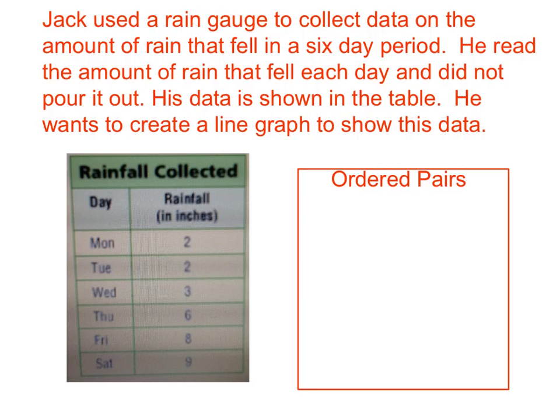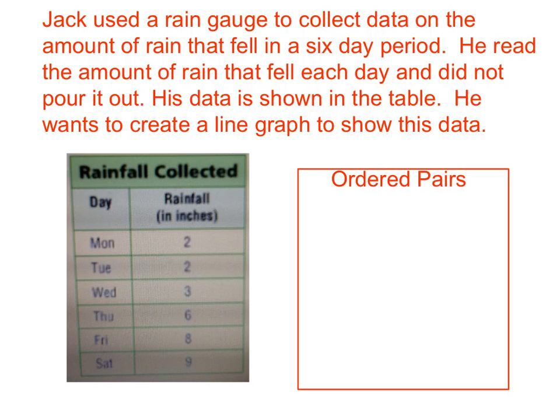All right, now you're going to get to try one. Jack used a rain gauge to collect data on the amount of rain that fell in a 6-day period. He read the amount of rain that fell each day and did not pour it out of his rain gauge. His data is shown in the table. He wants to create a line graph to show this data.